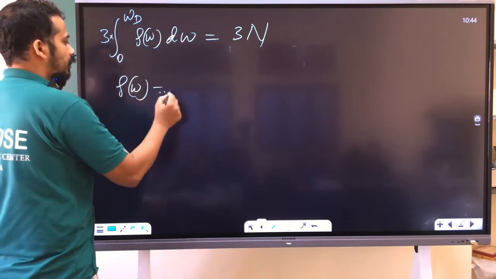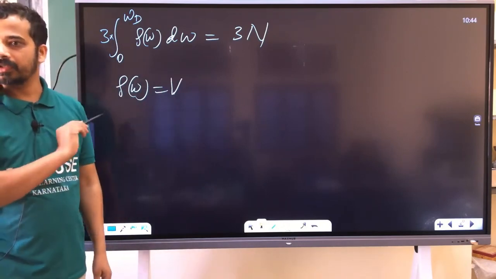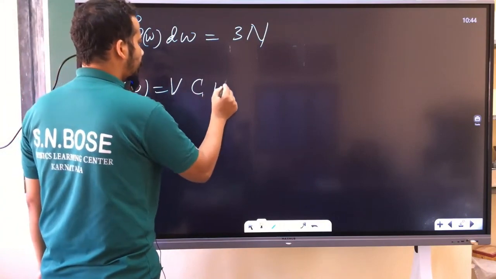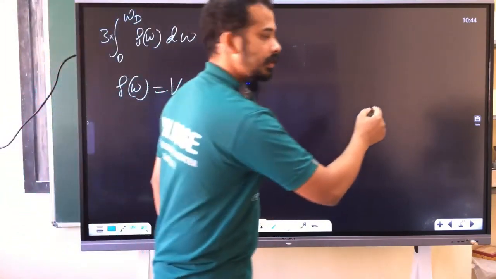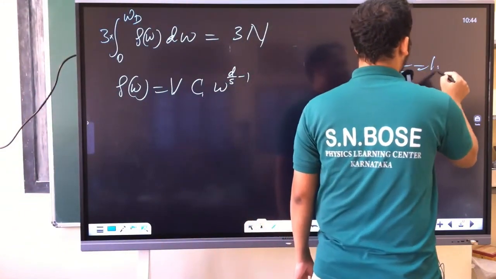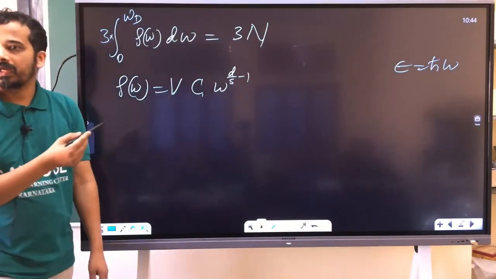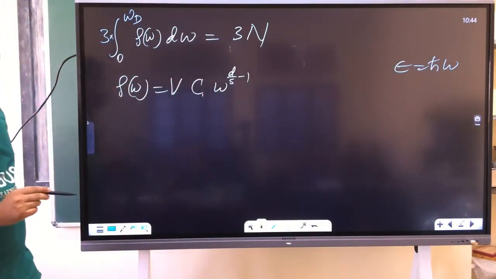Can I write that? This is nothing but rho of omega, rho of E are similar. Volume, some constant into omega power d by s minus 1. Can I write like this? Why not? Because E is equal to h bar omega, only h bar is the difference. Look at how I'm handling the problem. I'm not getting into full detail now. Is that okay?